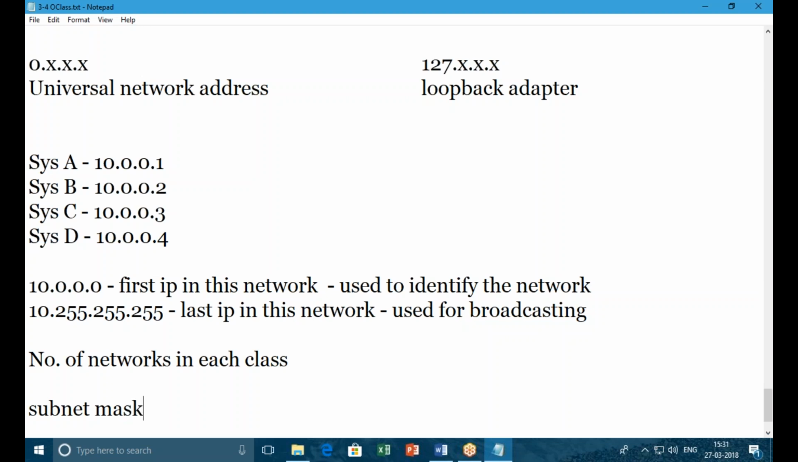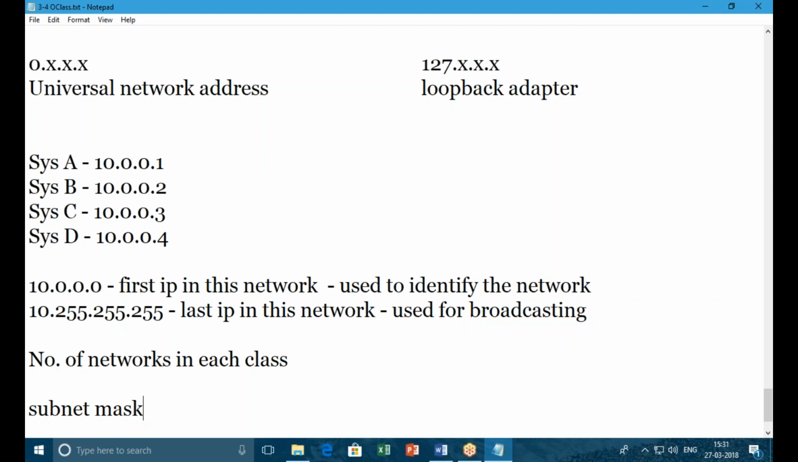Next, subnet mask. So what is this subnet mask? Subnet mask is used to identify the number of network bits and the number of host bits in an IP address.